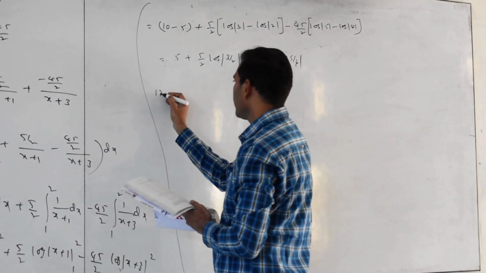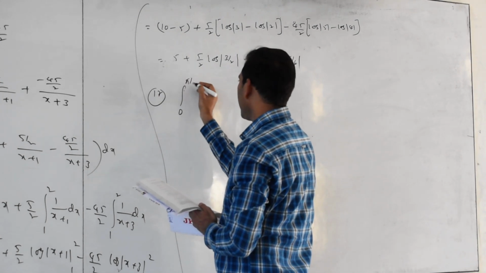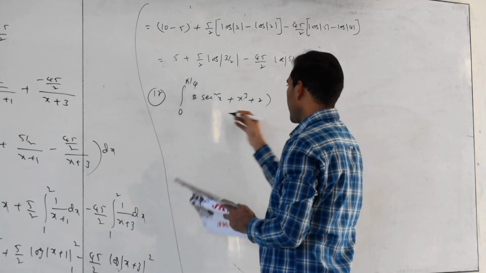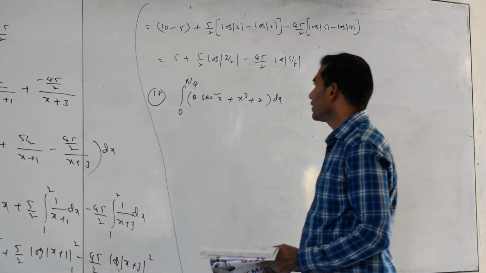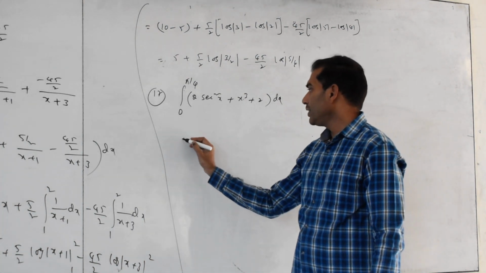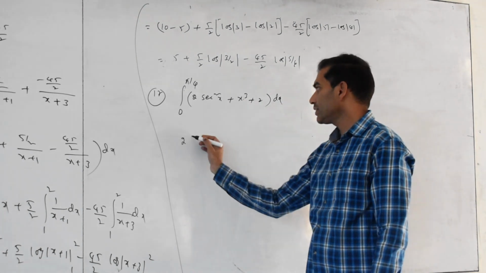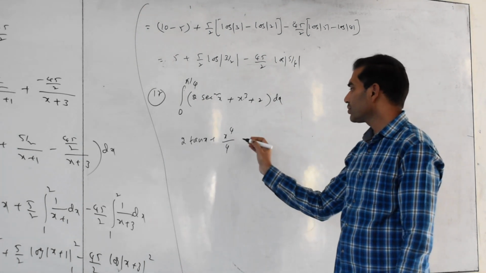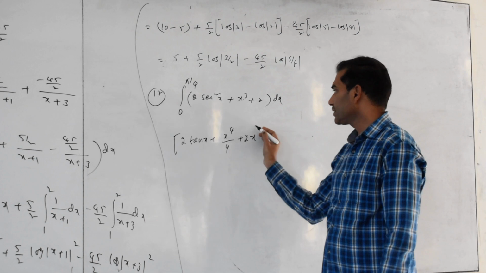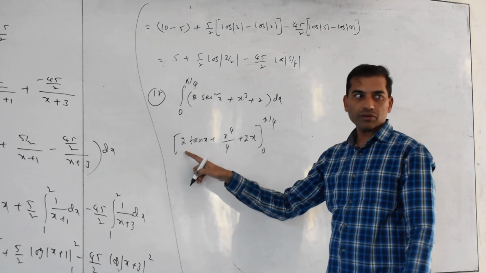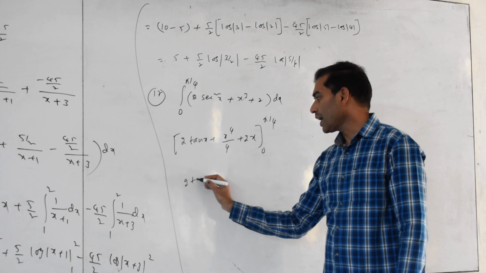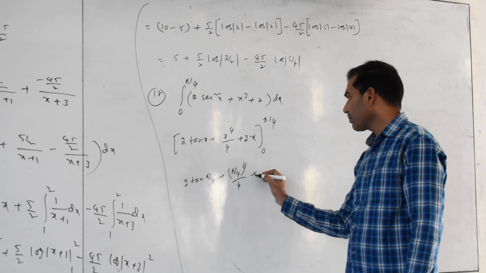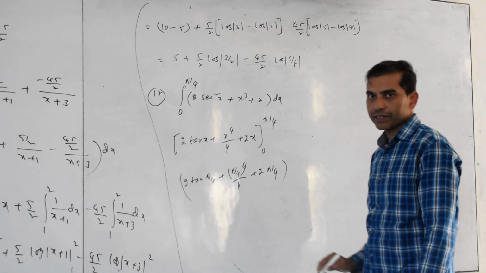Question number 17. Integration from 0 to pi by 4 of 2 secant square x plus x cube plus 2 dx. This we can find directly. Tell me, 2 into secant square x integrates to tan x, plus x cube integrates to x power 4 by 4, plus 2 integrates to 2x. Limits, upper limit and lower limit. Put x equal to pi by 4. Upper limit first: 2 tan of pi by 4, plus (pi by 4) whole power 4 by 4, plus 2 into pi by 4. This is the upper limit.